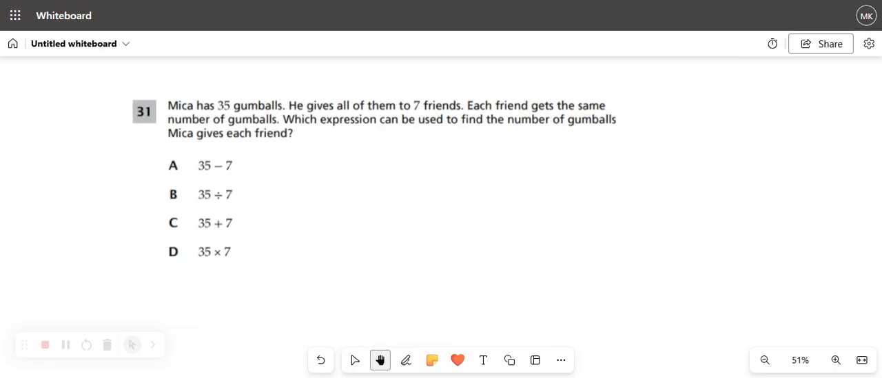For question 31, it says Mika has 35 gumballs. He gives all of them to 7 friends. Each friend gets the same number of gumballs. Which expression can be used to find the number of gumballs Mika gives each friend? So if he's giving 35 gumballs to 7 friends, that means he has to divide it among his 7 friends. So we have to use division in this case, and the only answer choice that has division is 35 divided by 7, which is B.